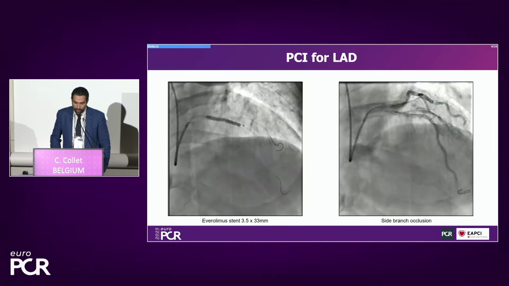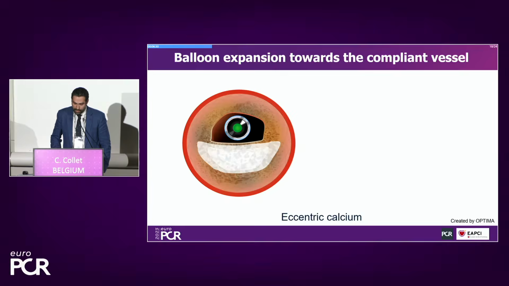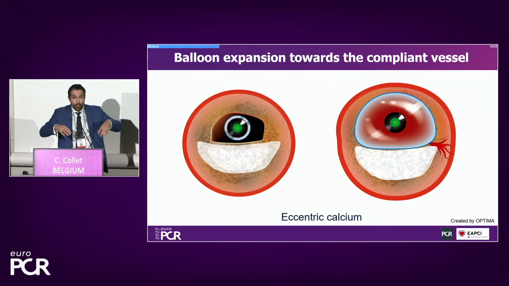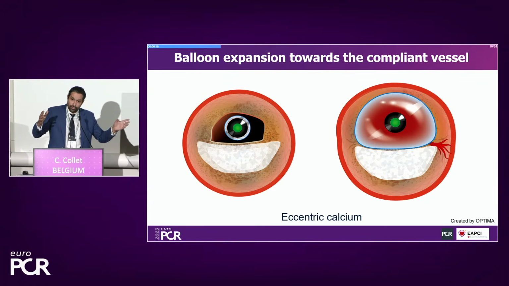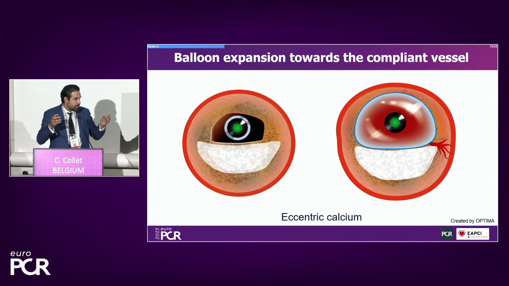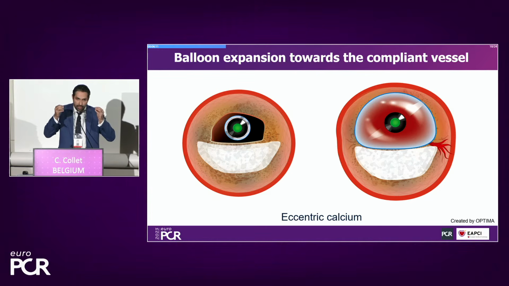The side branch is occluded in the meantime. You see no flow in the side branch. And why that happens is because the balloons that we use will not expand towards the calcium. They will expand towards the compliant part of the vessel. So you might see a beautiful opening of the balloon, but that doesn't mean that you're going to achieve a good stent expansion. This is something that we have really to understand because it's vessel biology in the response of the therapies that we apply.